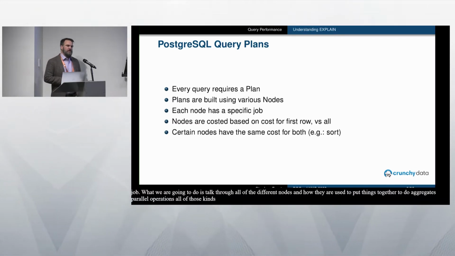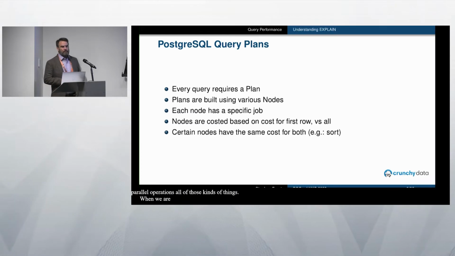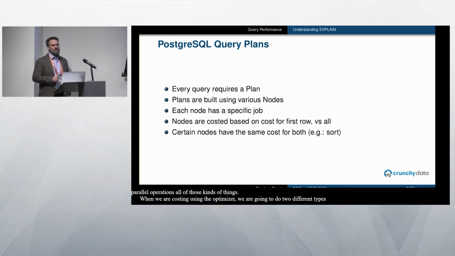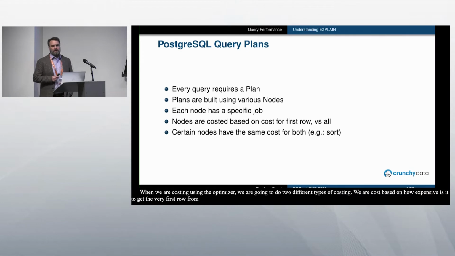When we are costing using the optimizer, we're going to do two different types of costing. We're going to cost based on how expensive it is to get the very first row from a particular node, and then how much it is going to cost to get all of the rows from a particular node.